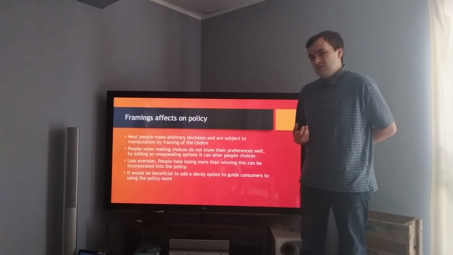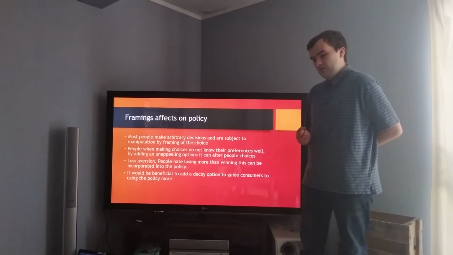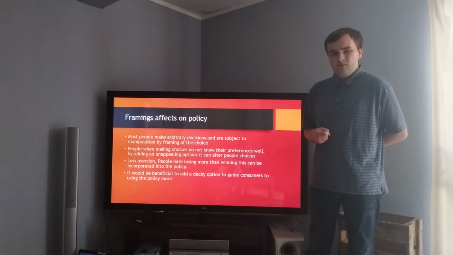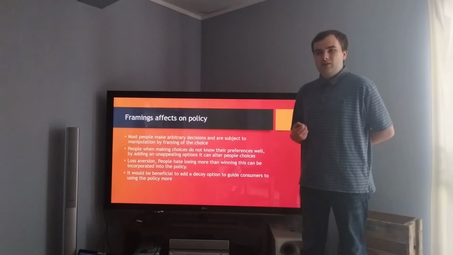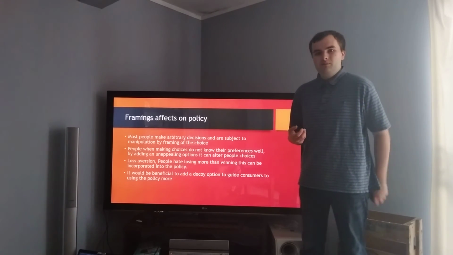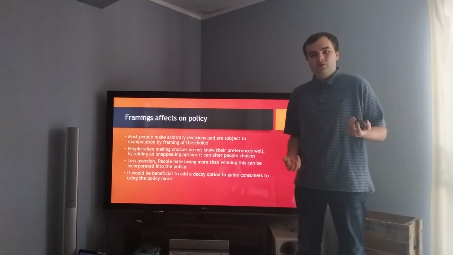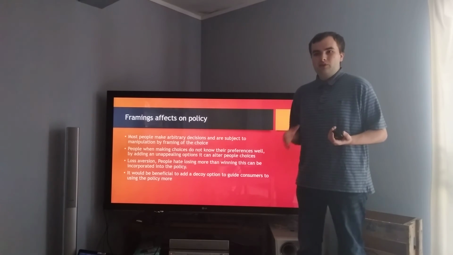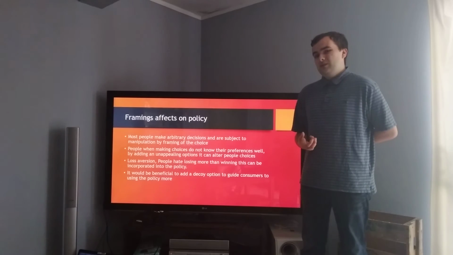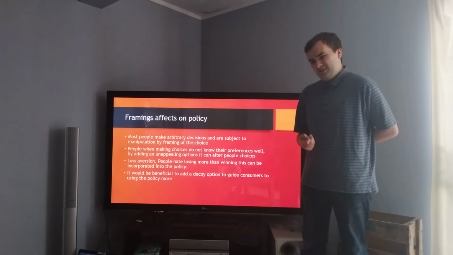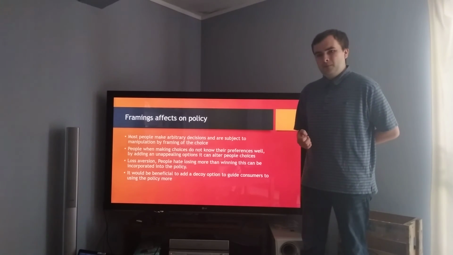People are incredibly concerned about loss aversion. People hate when they feel like they're losing out on something. They hate it way more than if you were to give them an equal beneficial thing. They hate it more than they would feel good. These two things have to be taken into account when constructing the policy.